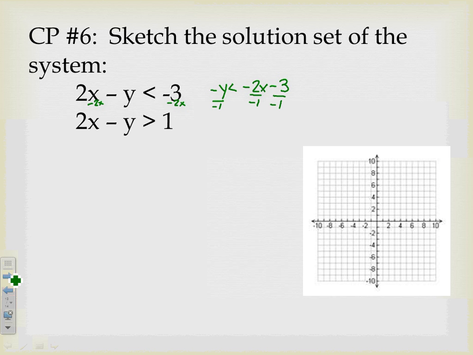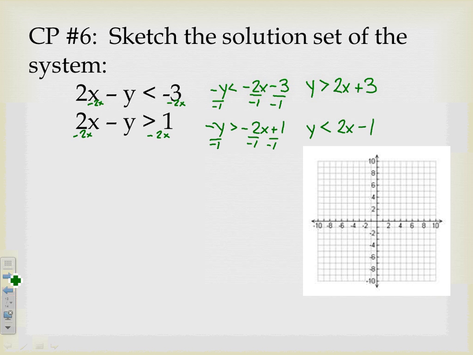Now remember, way back at the beginning of the PowerPoint, I reminded you guys that if you ever have to multiply or divide by a negative value, you have to turn around the inequality symbol. Okay, so turn your less than to a greater than. All right, next line we're going to do the same thing. Move 2x. We've got negative y greater than negative 2x plus 1. Divide by negative 1 so that y is positive. And we end up with y is less than 2x minus 1. Because again, with dividing by negative 1, you have to turn that around.